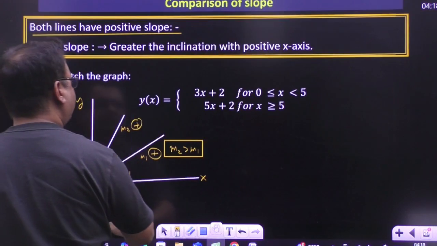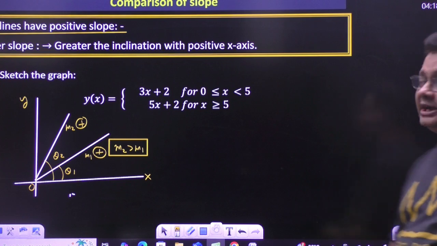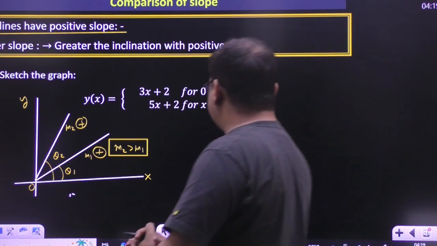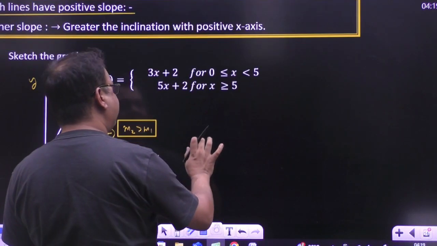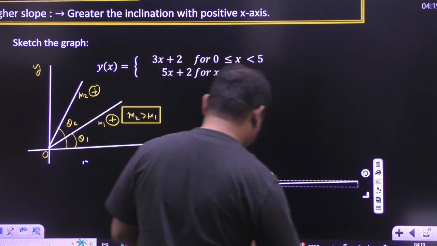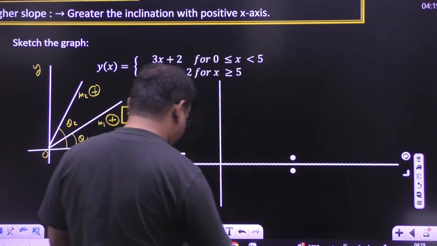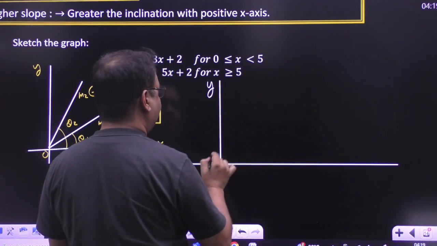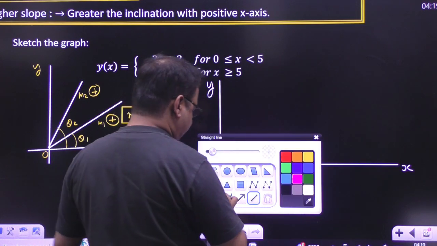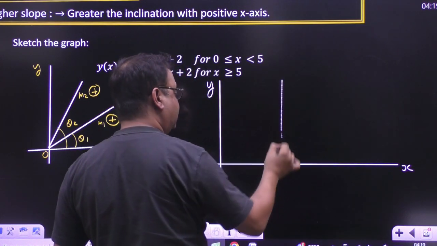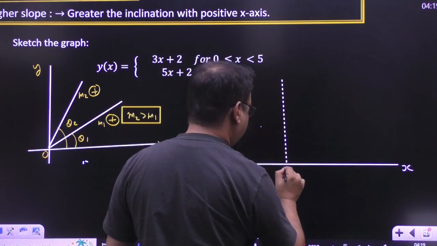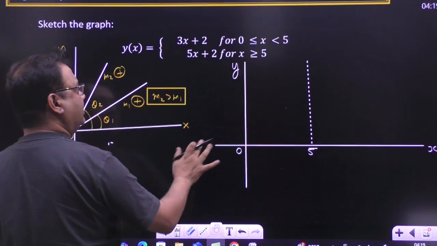Got it? So suppose we have to plot this graph, y as a function of x is 3x plus 2 when x is greater than or equal to 0 and less than 5, and y is equal to 5x plus 2 when x is greater than or equal to 5. And since we are starting from x greater than or equal to 0, I need not go on the negative side of the x-axis, and as a rule I'm making a vertical line corresponding to the value of x where the function is changing its behavior, 5. Okay, now what is your segment 1?